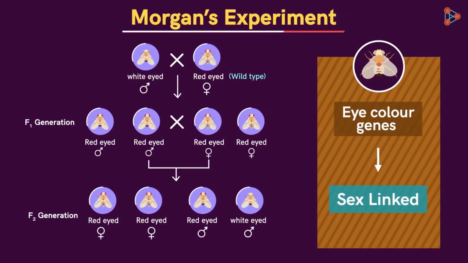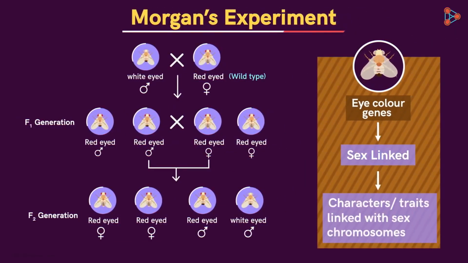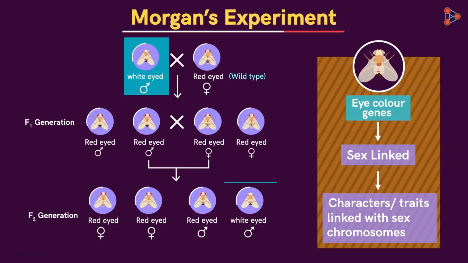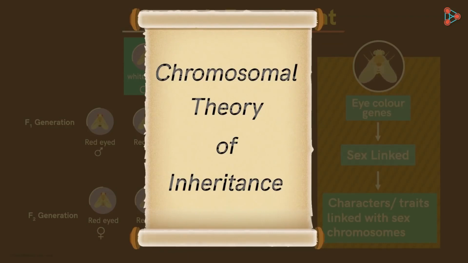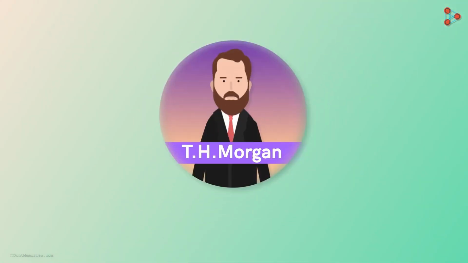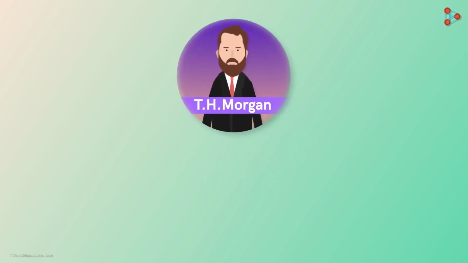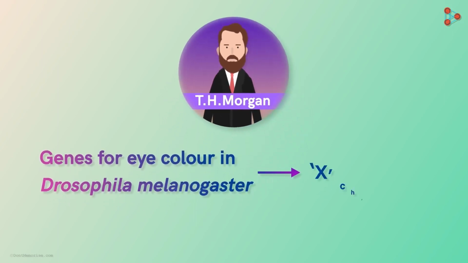Getting back to our concept, sex-linked implies the characters or traits linked to the sex chromosomes. So the characters which usually pass down the generations with respect to a particular sex will be sex-linked. So in this case, Morgan did not stop at the fact that his results confirmed the chromosomal theory. He went a step ahead and put forth the assumption that the genes for eye color are present on the X chromosome in the fruit fly. In the next part, let's understand what Morgan had to say about this.